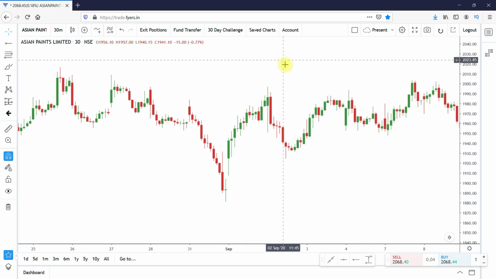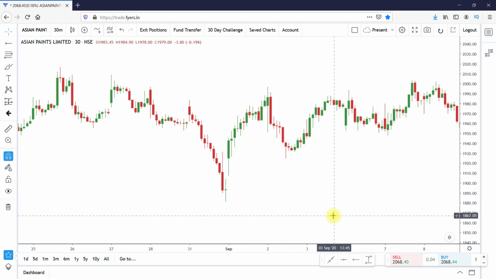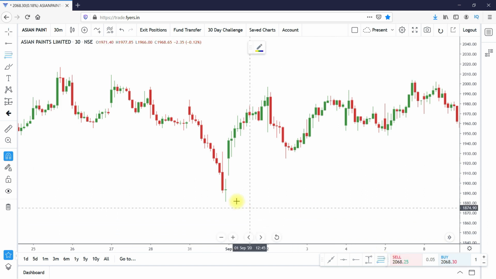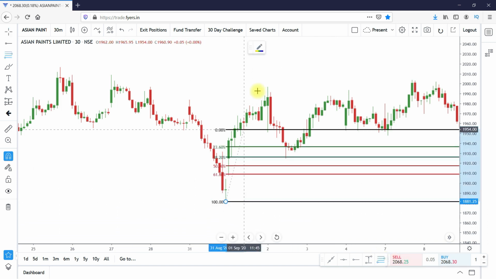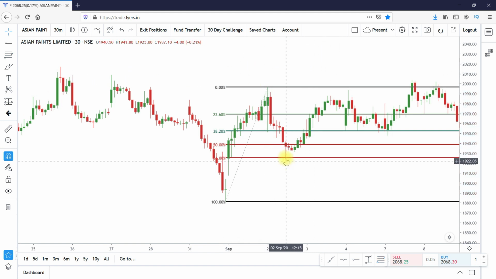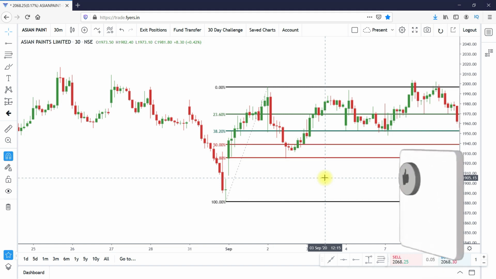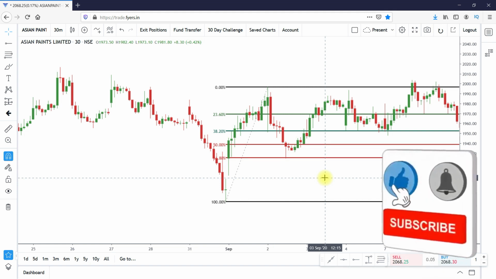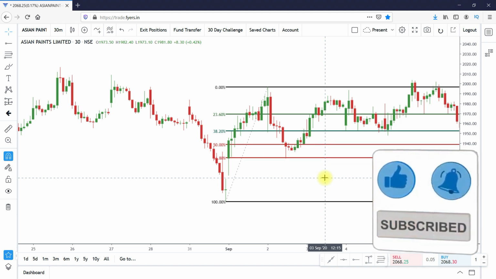Okay, this is an uptrend and this is the corrective move. Let us draw the Fibonacci retracement tool from swing low to swing high. Since we have drawn this, we will wait for the price to come to these points. See here, near 61.8%, there formed a hammer.